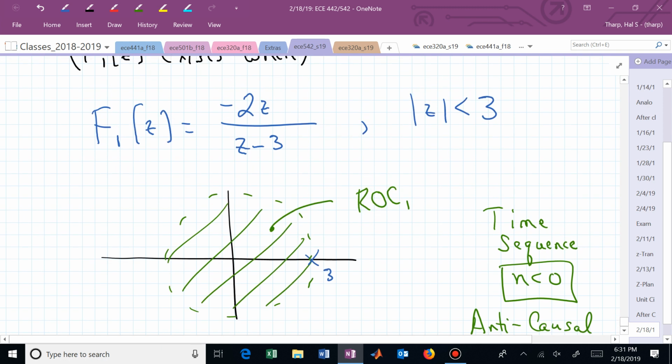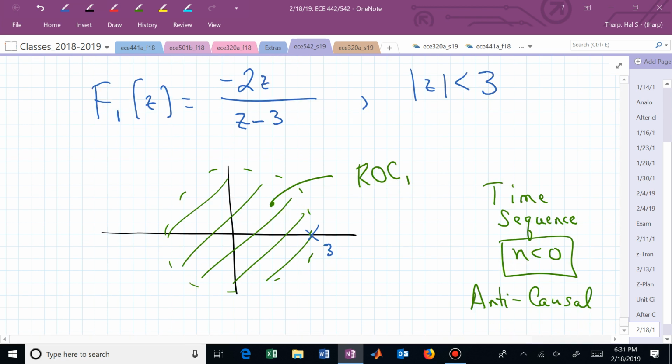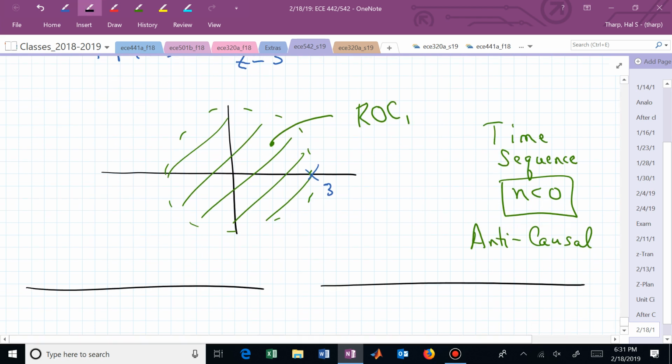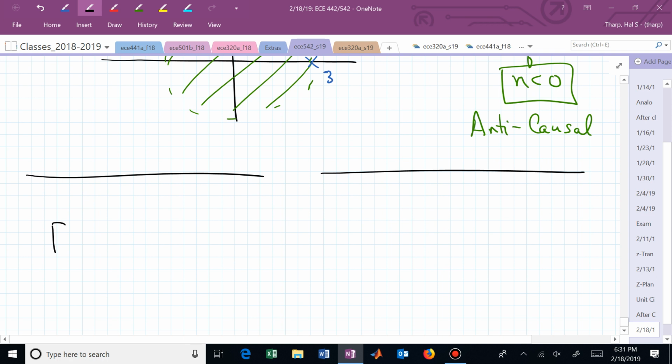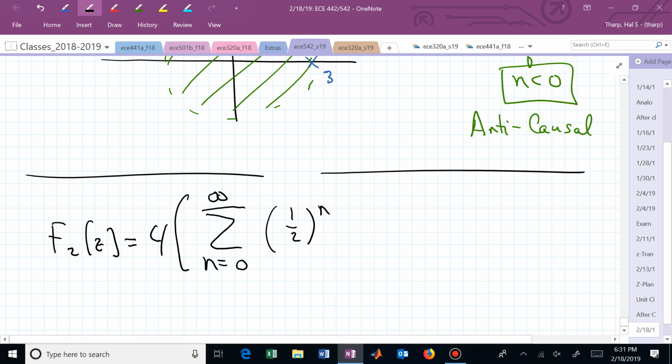What about the other piece of capital F of z? F sub 2 of z. That's 4 times the summation, I'm going to do some shortcuts, I'm going to just do the causal piece, n equals 0 to infinity, 1/2 to the n, z to the minus n.